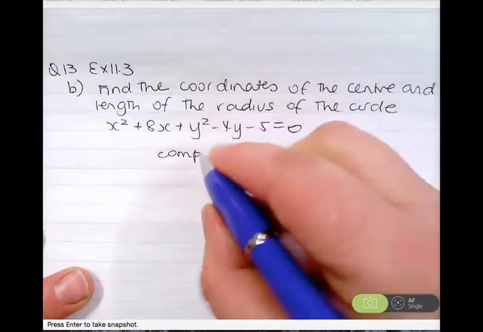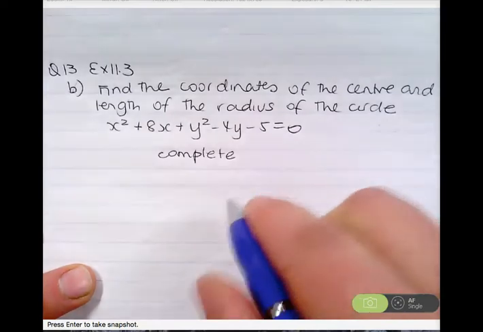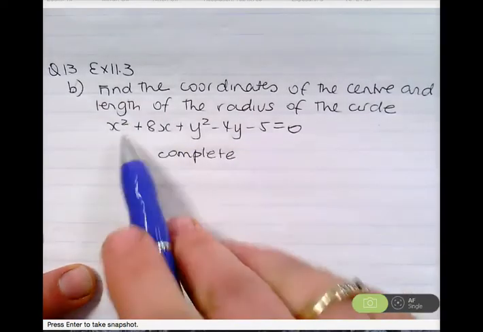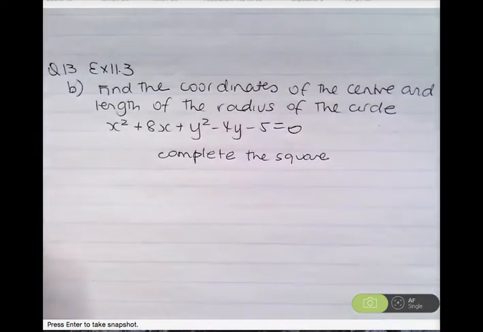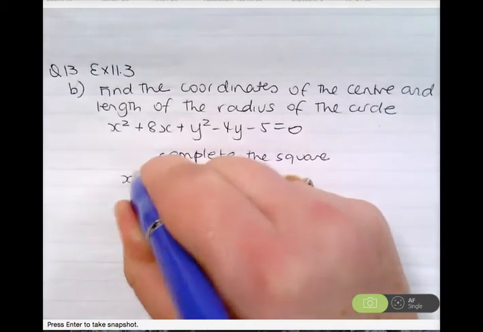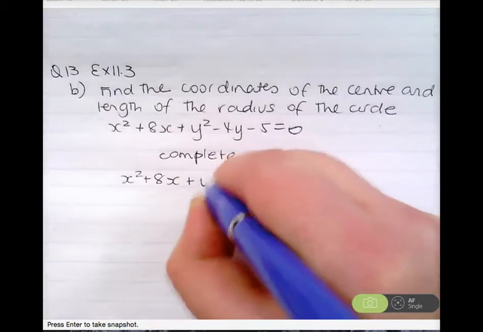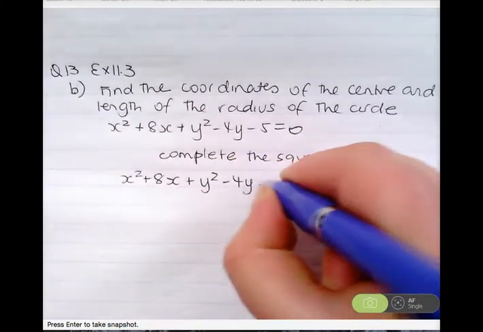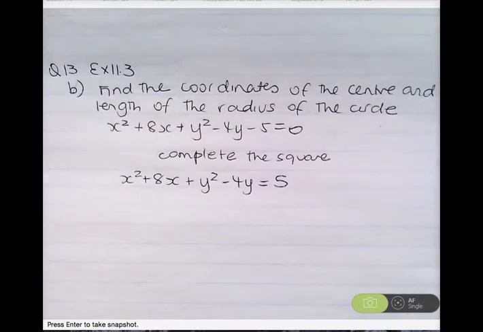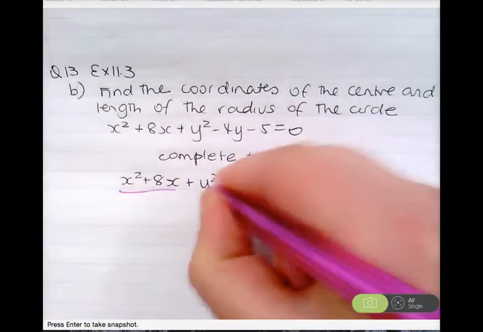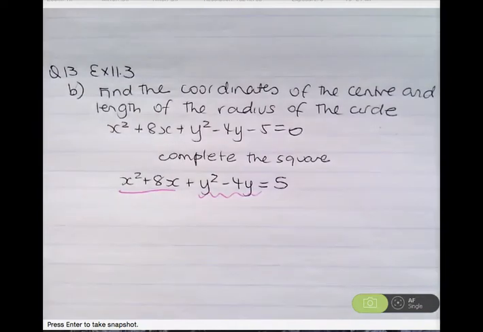Question 13. Find the coordinates of the centre and length of the radius of this circle. To do this, we must complete the square on both the x squared plus 8x terms and on the y squared minus 4y terms. So what we'll do first, does anyone remember what you do first? Yep, you bring the constant term over. Then you complete the square on the x squared plus 8x, and then we're going to complete the square on the y squared minus 4y. So what do we do to do that?